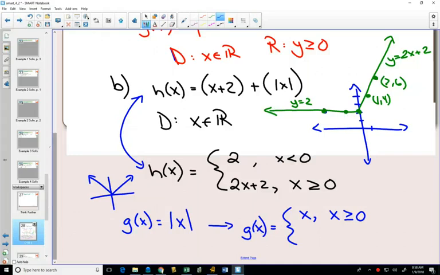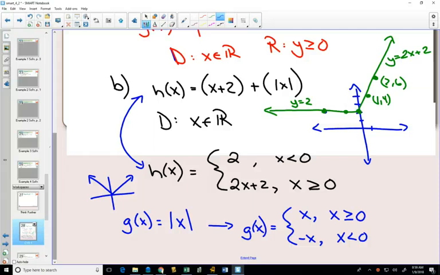How would I write the equation for the negative ones? If I plug in -3, it becomes +3. I could write that by just multiplying it by a negative. Whenever x is less than 0, it's a negative x.